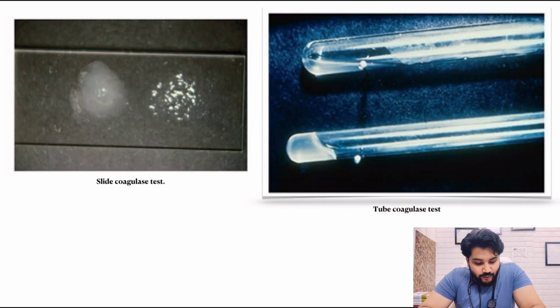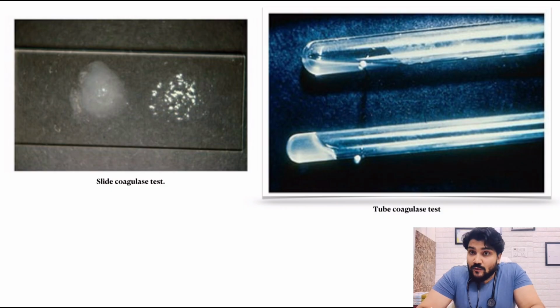So the second important differentiation. Now, in the Staphylococcus family, the most common and the most important is Staphylococcus aureus, because it is very lethal. Okay, and there are other Staphylococcus also. We call them CoNS, coagulase negative staphylococci.